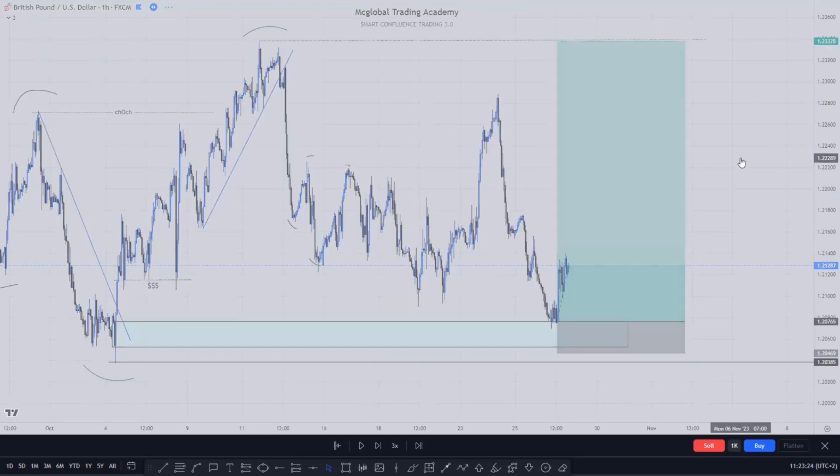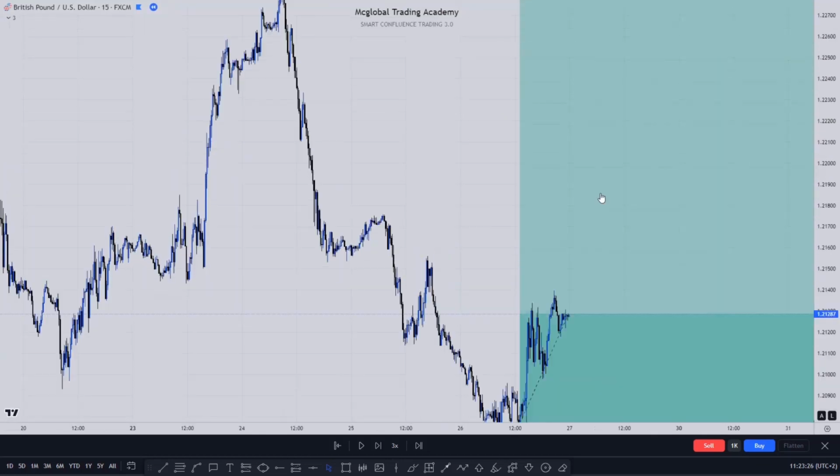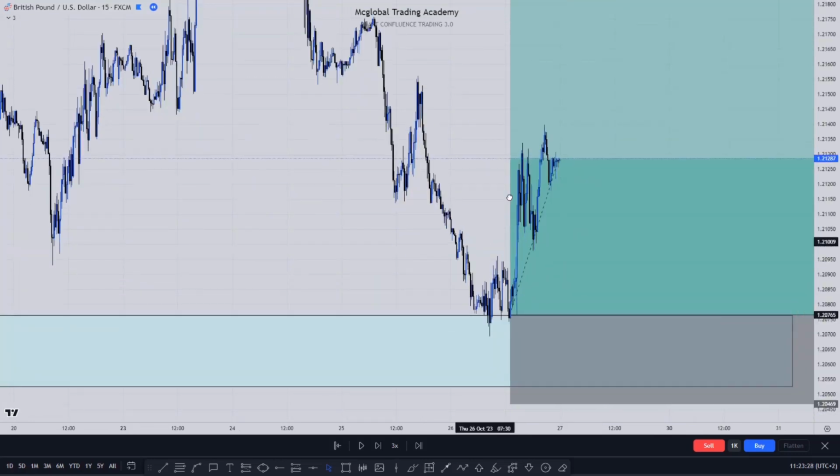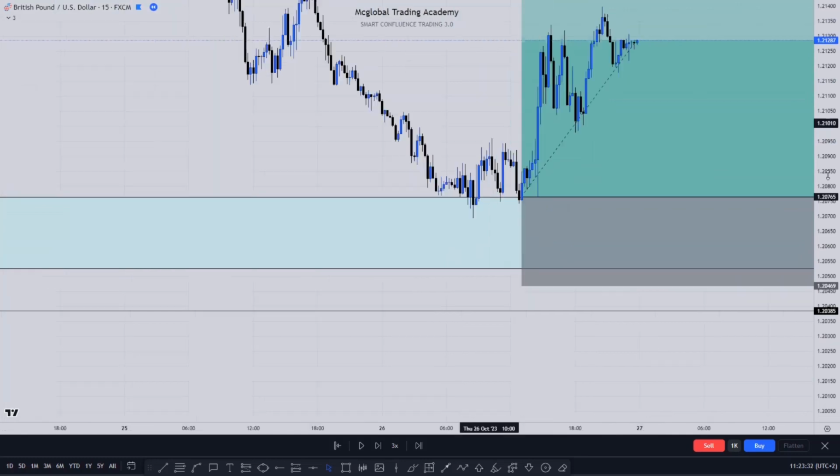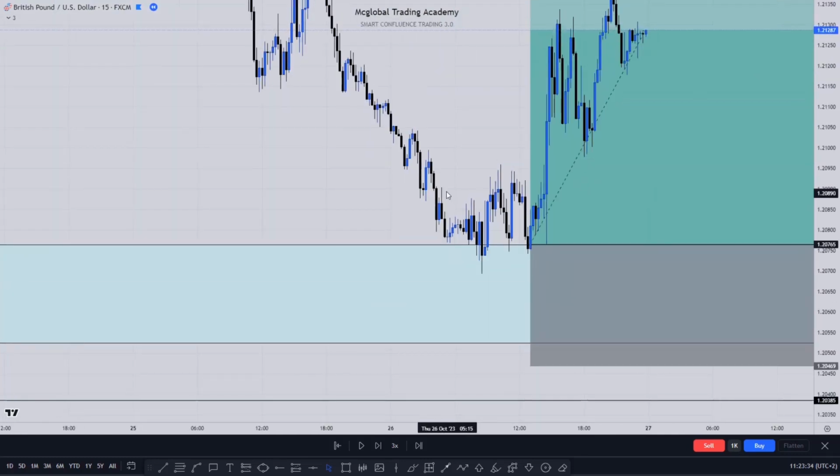You could have entered straight away on the 1 hour time frame like that, or you could have also gone down to a minor time frame, a lower time frame, like this one, if you want maybe a tighter stop loss, but all the same, it's one and the same thing. Change of character here, came back to mitigate. You could have entered your entry around this block here.